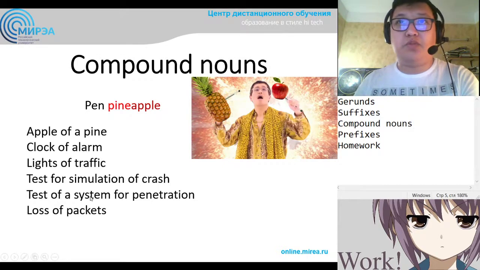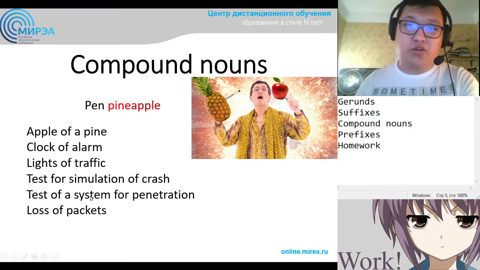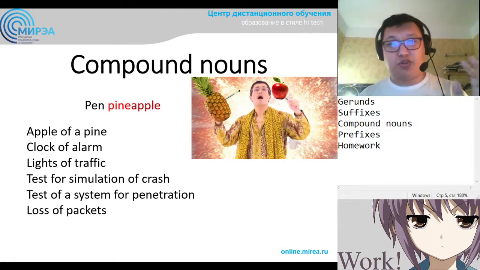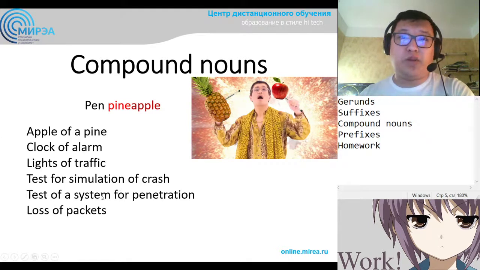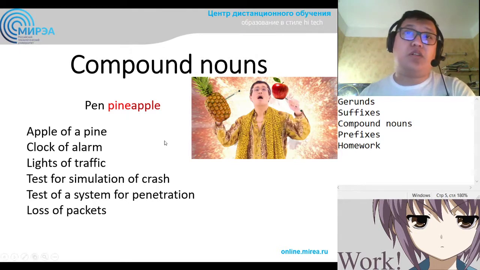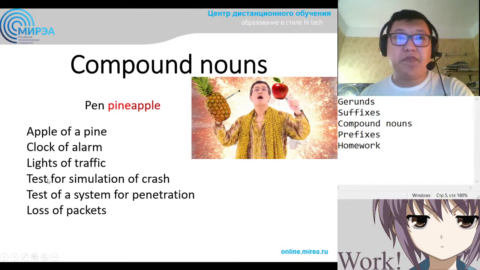Sometimes, when you build a proper compound noun and you want it to stay, you want to make it as short as possible, like 2 or 3 words, that's enough. So when you talk about something obvious, like the word system in here, you mean it, and everybody understands that you test a system for penetration. So you can omit that and just say the penetration test.